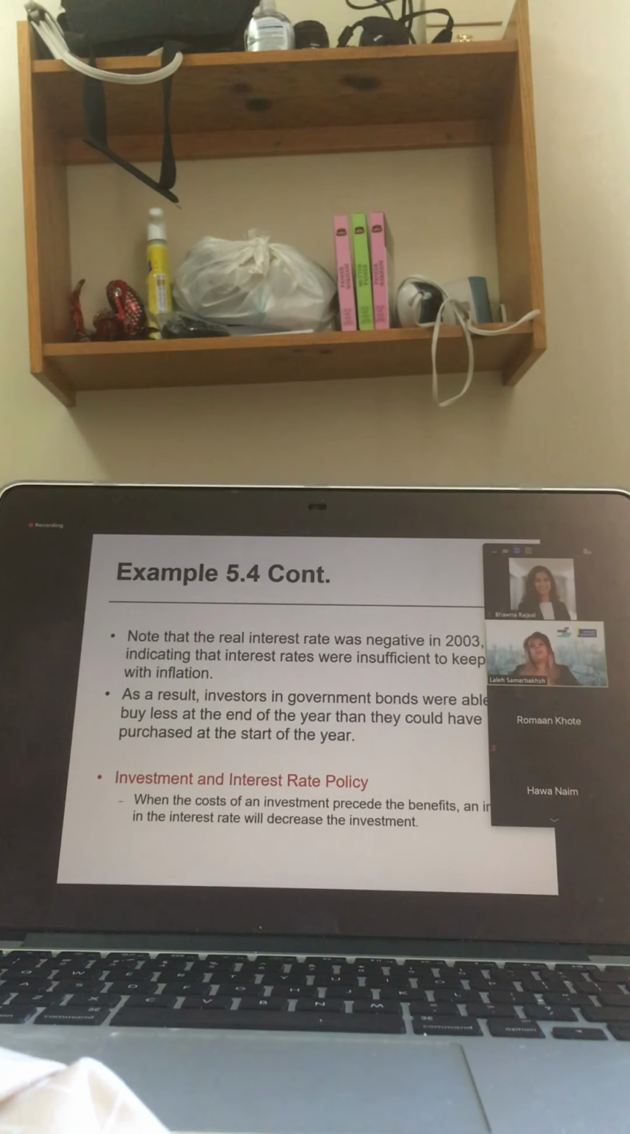Interest rates are the way for economic policymakers to keep an economy healthy. That's why we have a wide area in finance that looks at interest rate policies. When it comes to investment and interest rate policy, remember that when the cost of an investment precedes the benefits, an increase in the interest rate will decrease the investment, which is what we just saw. If the interest rate increased over time, it actually decreased the investment value.